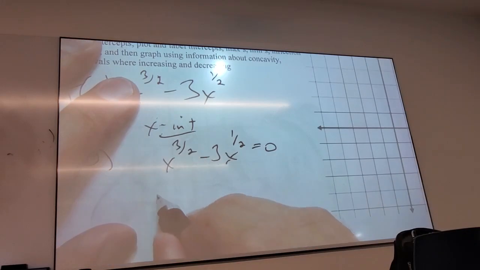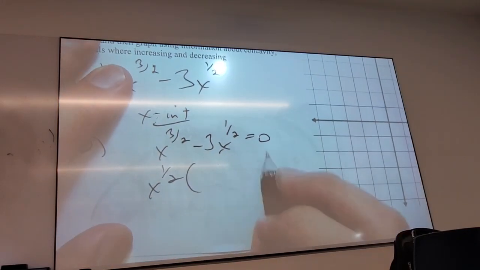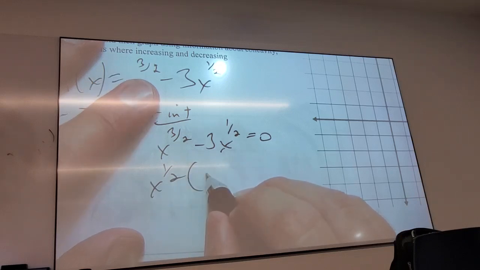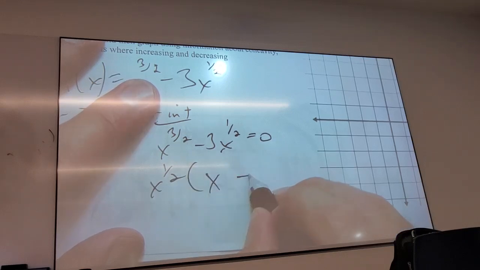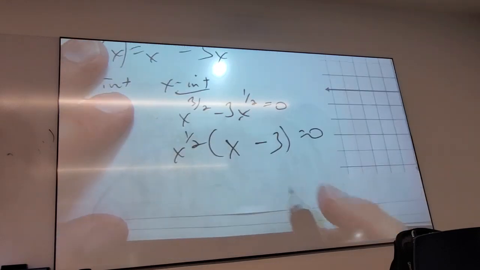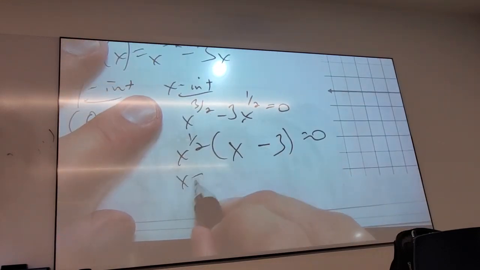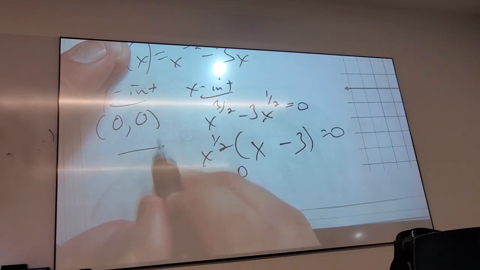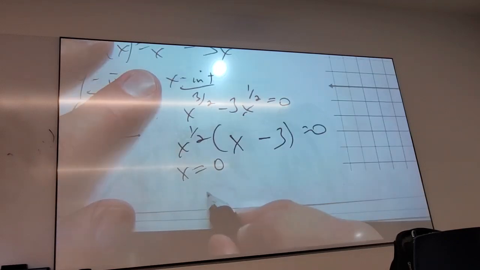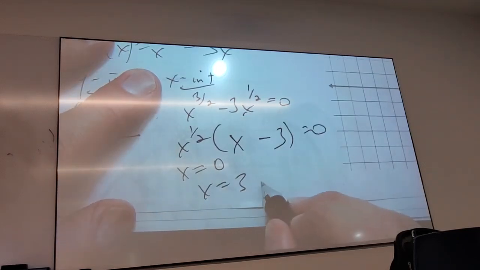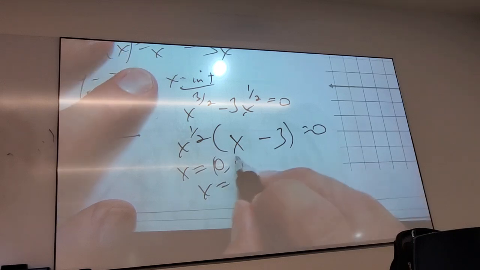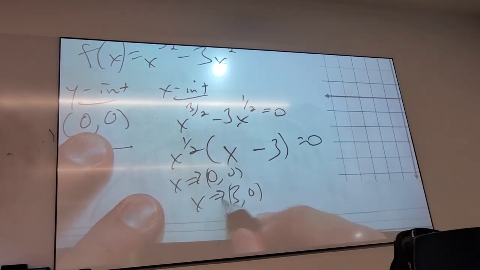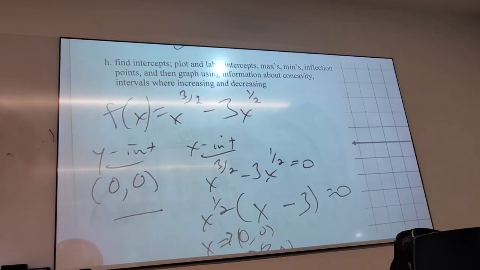Take out an x to the 1/2. Take out the smallest one I can. 3/2 minus 1/2 is 2/2, which is 1. I like it. And of course, 3 is left in there. So what are my two x-intercepts? 0, the one we already knew, and x equals 3, right? So (0, 0) and (3, 0) are my two x-intercepts. And of course, (0, 0) is automatically a y-intercept.